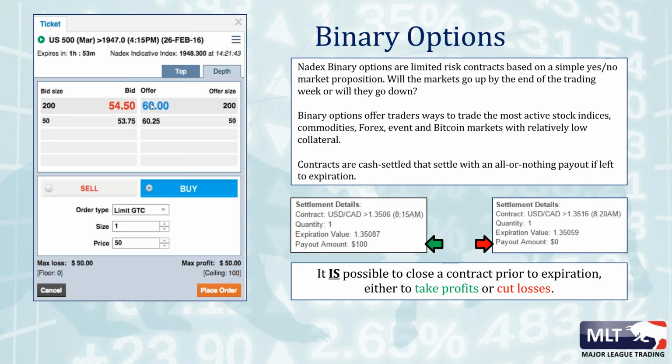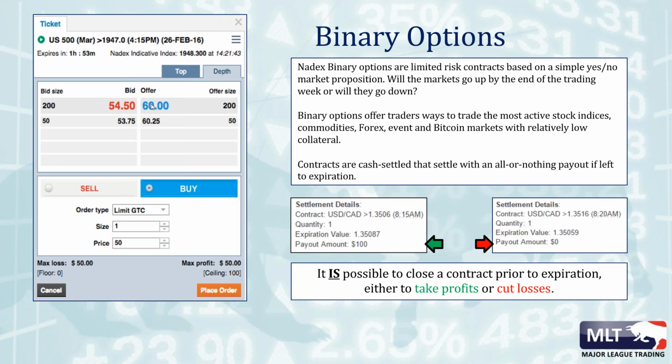If we went sideways, you'd be paid. If we went down a point, you'd be paid. Or if we went up 1, 10, 20, however many points, as long as we're above that 1947 strike at the end of expiration, you receive the full value of the contract, which is $100. Now, on the other side, you could also sell on the bid. So if you're selling at 54.50, your cost of the trade is actually $45.50. Okay, and then the reward is $54.50, not including commissions, which are $1 apiece.